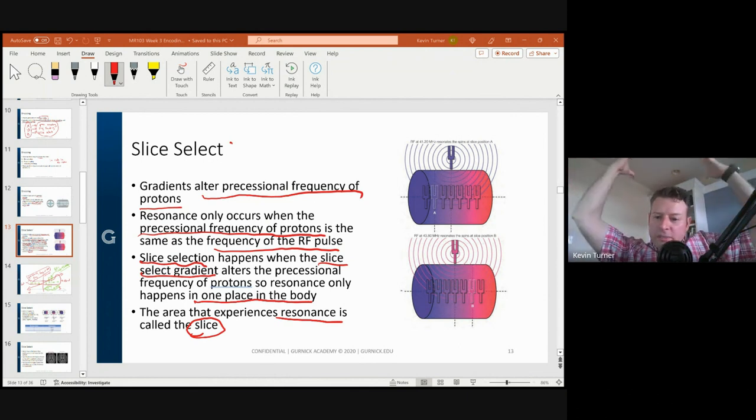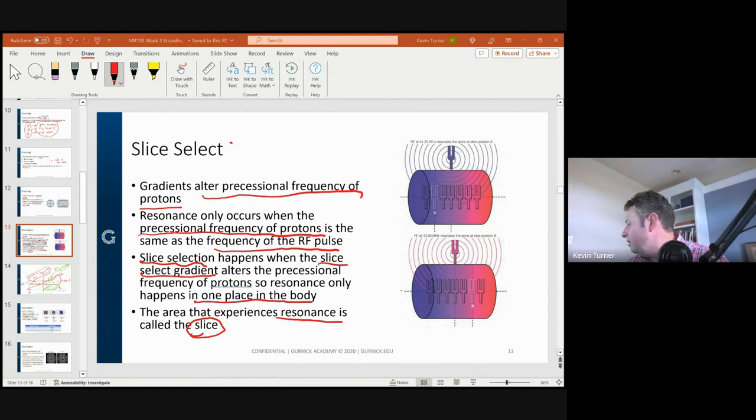The whole body gets blasted with RF energy, but the RF energy doesn't match the precessional frequency of the protons outside of the slice, so nothing happens. That RF energy just goes past those protons, waves on its way, and nothing happens. But in the slice, the protons get excited.